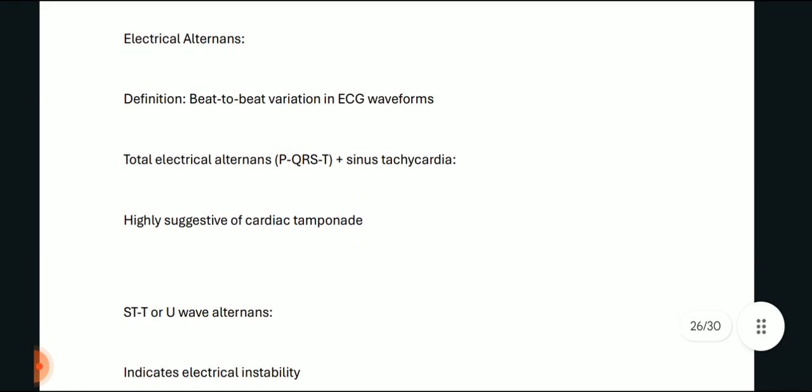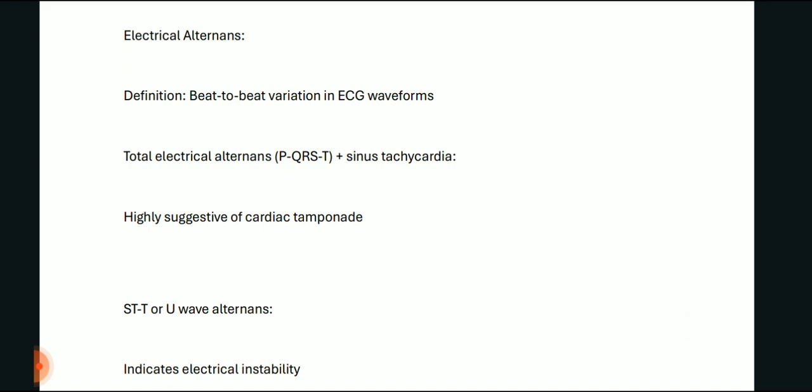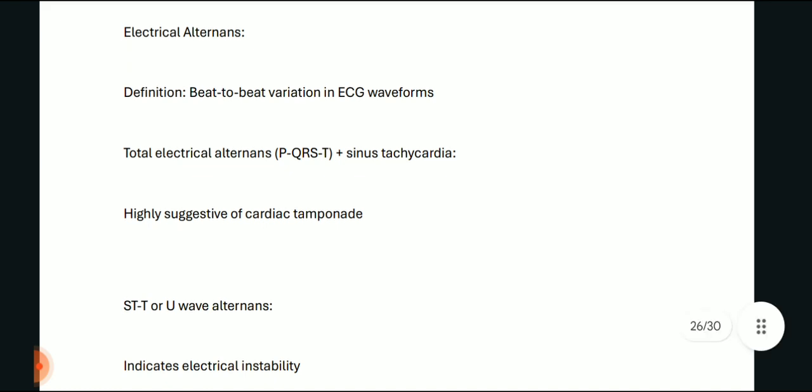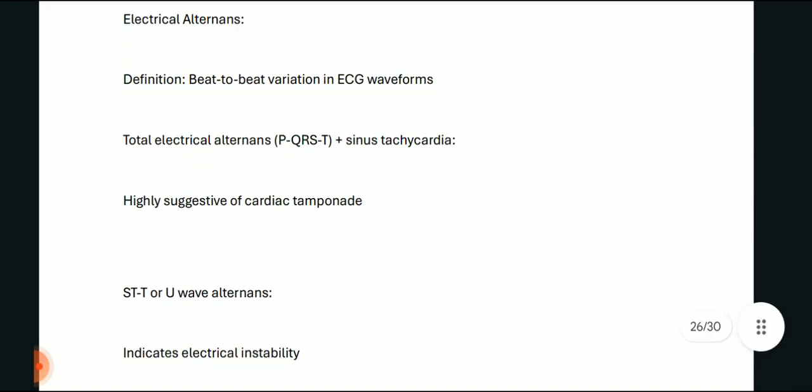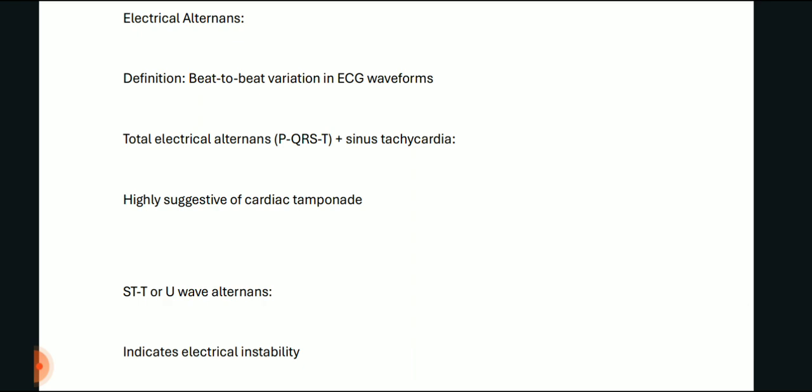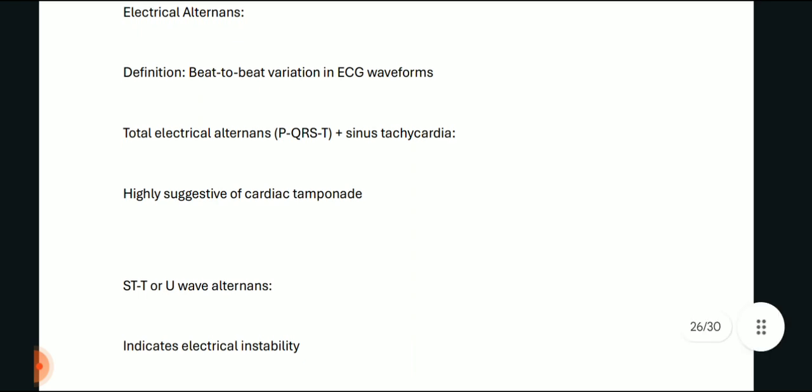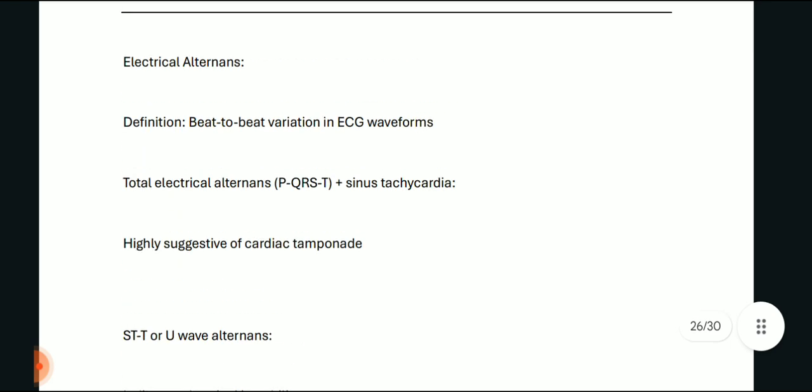Now, electrical alternans definition. What is electrical alternans? Beat to beat variation in ECG waveforms is electrical alternans. Total electrical alternans of P, QRS and T, plus sinus tachycardia, is highly suggestive of cardiac tamponade.